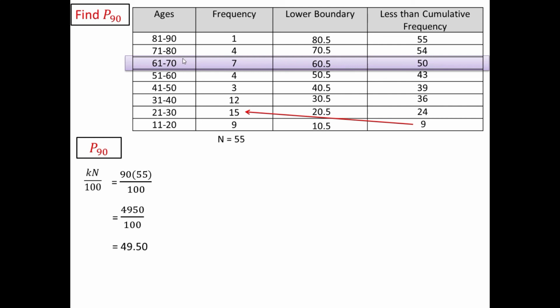Yan, yung highlighted. Because nahanap na natin yung ating 90th percentile class, we can now use our formula. P sub k equals LB plus quantity Kn over 100 minus CFB over FPK times I. Kunin natin yung ating given. Si lower boundary, 60.5. Ayun. Ang N natin ay 55. Ang cumulative frequency before means yung nasa baba. Kung 50 to, yung nasa baba, which is 43. That explains bakit 43 ito. Frequency of the percentile class is 7.